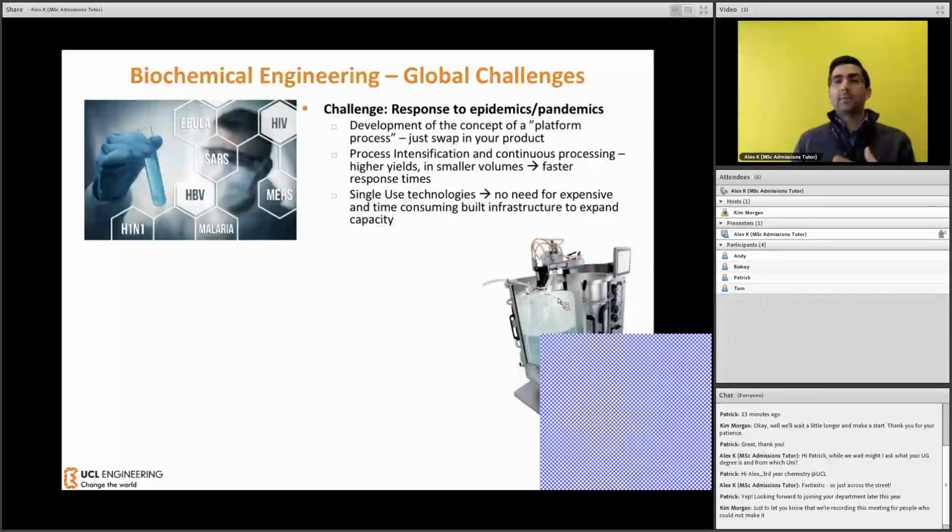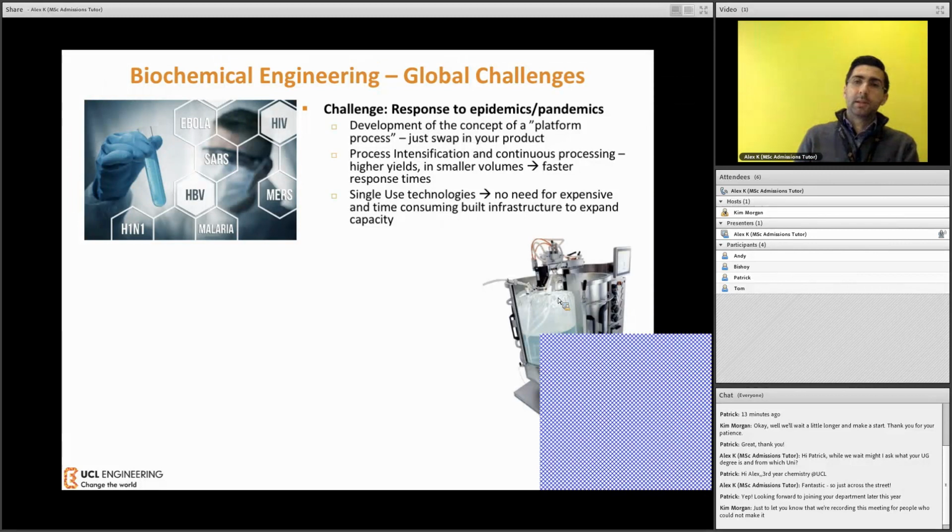So if we have the traditional stainless steel installations for producing biopharmaceuticals, it's not so easy to say, oh, I need 1,000 tons per year more this year, let's build a new factory, let's install a new stainless steel facility. It's very, very difficult. It's almost impossible to do.